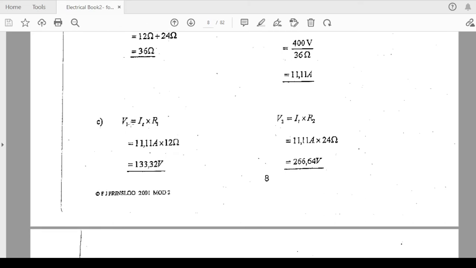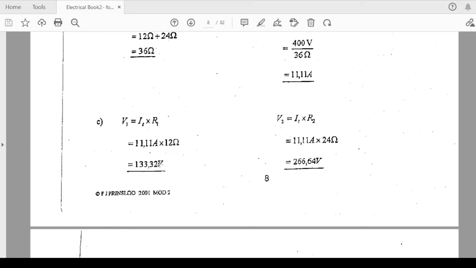V1, not VT. VT was the total voltage. You are looking for the voltage loss across resistor 1. So it's V1 equals I total, because current is the same. There's no I1, I2, I3. It's the same as I total. Then times R1, resistor 1, 12. This is the voltage that is lost by resistor 1.